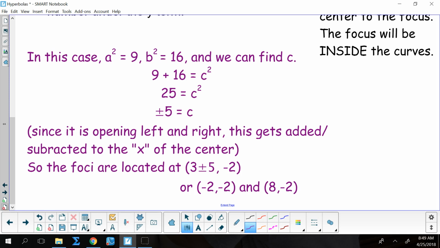And again, if it were a vertical hyperbola, then we add and subtract that c value to the y part of the center. Just like with ellipses and c values, sometimes it's not necessarily going to be a nice number, and so then we would leave it in simplified radical form. And that, ladies and gentlemen, in less than a half an hour, is how you graph a hyperbola.